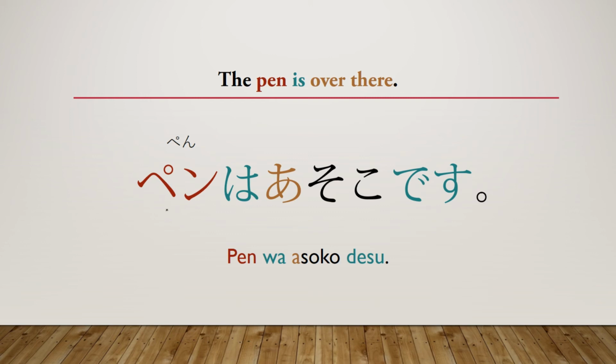And then, of course, we have our pin, which is a loan word, so it is usually written in katakana. And I just put the little furigana above it. But yeah, so that is the full sentence together. Pin wa asoko desu. The pin is over there. And that is going to be the end of today's lesson.